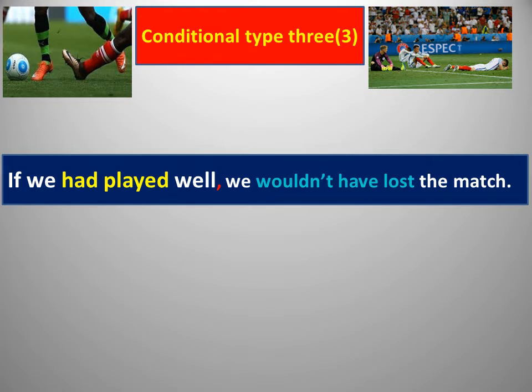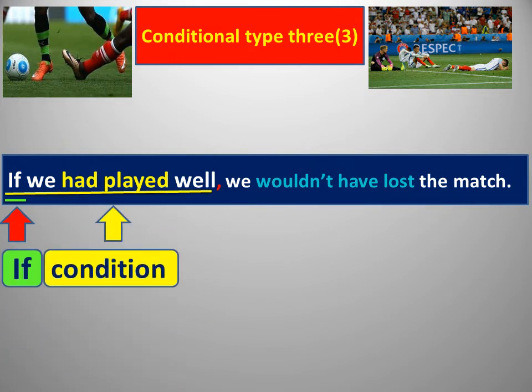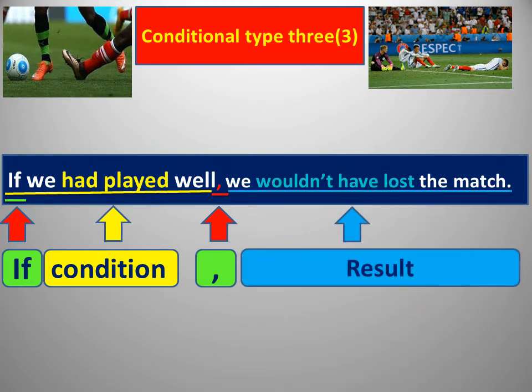So, again, we have here two sentences. Number one starts with if, and it is the condition. Then we have a comma and sentence 2, which is the result. Okay, so this is an example of conditional type 3.